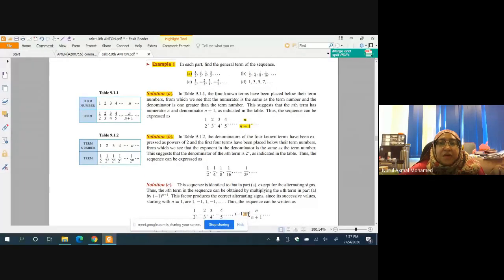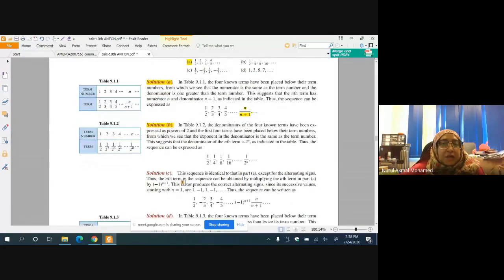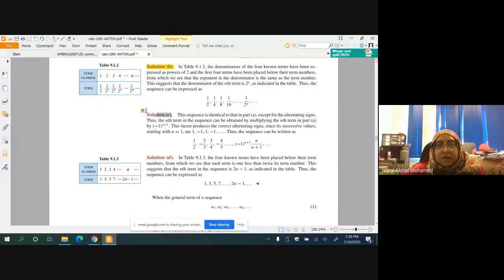It is not to the power of n because if it is n, this will be -1 to the power of 1 for the first one, so the first one will be negative. It should be -1 to the power of n plus 1 because the second one should be negative. If you consider just the power of n, then the first one must be negative. -1 to the power of 1 will be negative for the first one. I hope everyone understands that.